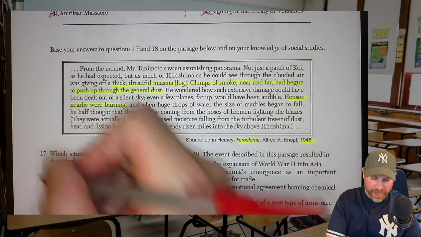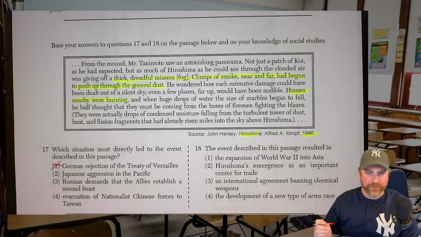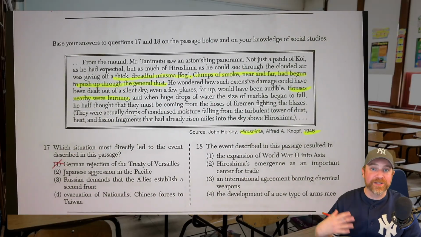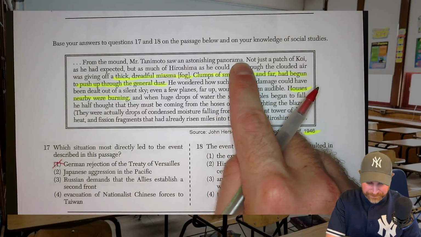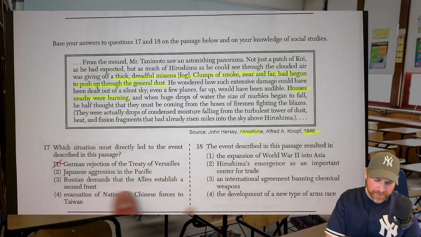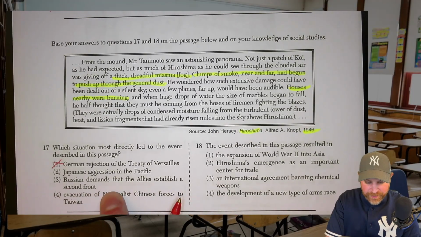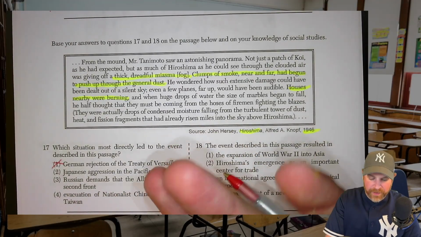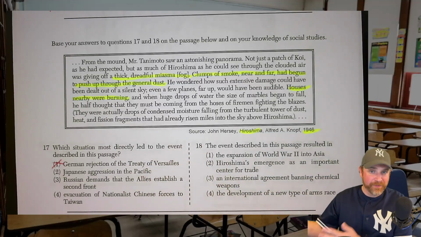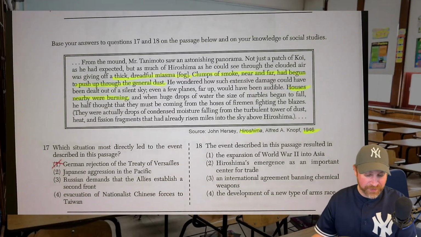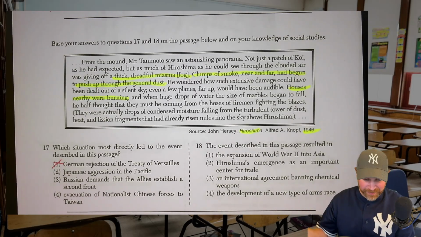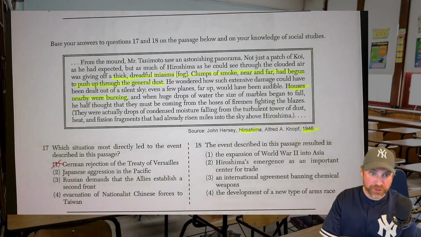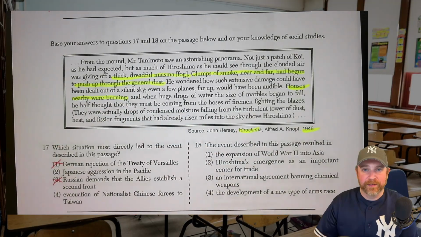Rejection of the Treaty of Versailles? Right, Germany being upset with the Treaty of Versailles, the fact that they had to pay reparations and stuff like that after World War I, has nothing to do with Hiroshima being nuked, right? Choice 3, Russian demands that the Allies establish a second front. That's the early 1940s, when Russia's saying, hey, the Germans have invaded us, a lot of Russians are losing their lives. Why don't you guys invade Western Europe so that the Germans have to fight in two different places? That has nothing to do with Hiroshima being attacked with the atomic bomb. That's talking about fighting in Europe during World War II.